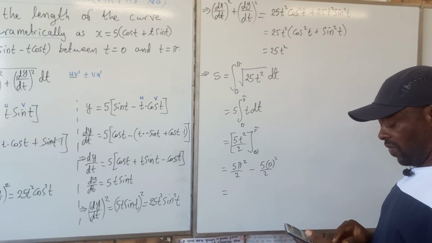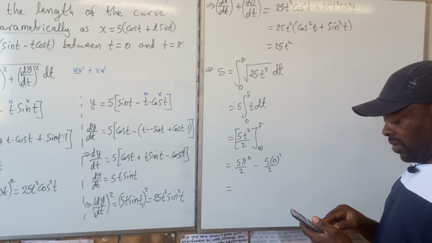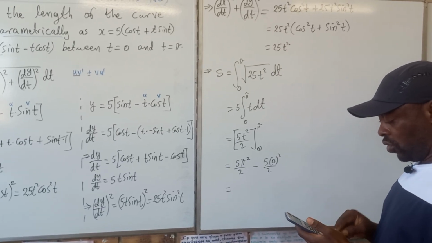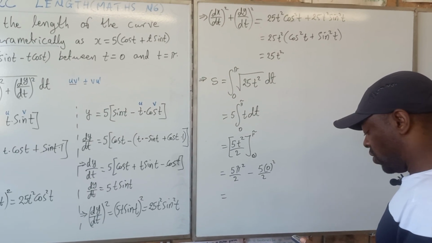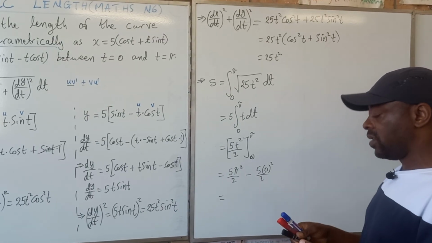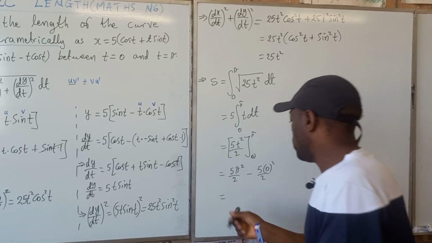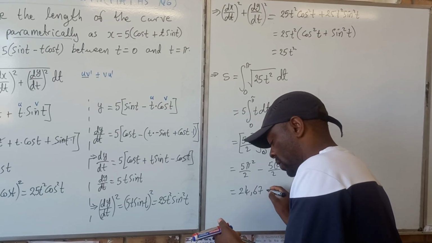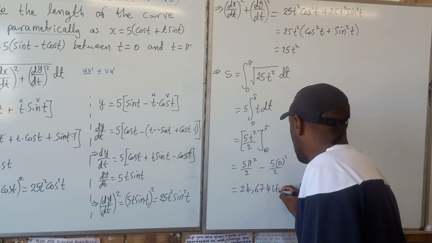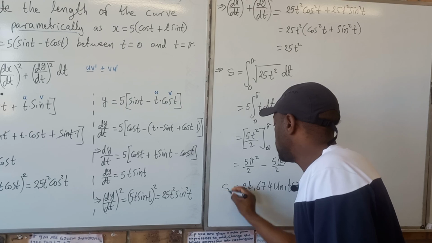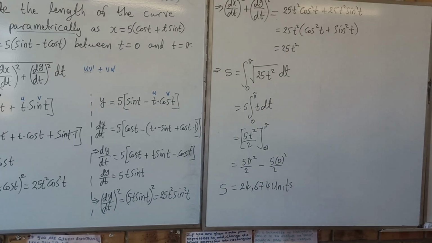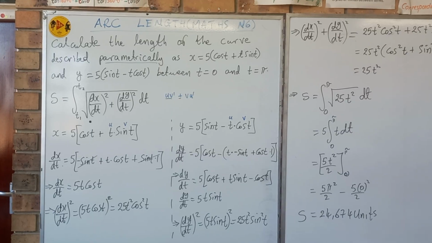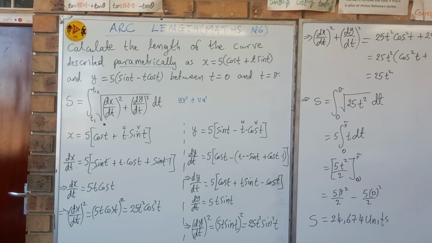So I get 5 times pi squared over 2. That gives me 24.674 units. So guys, that's how to get the arc length of an equation that is described parametrically.